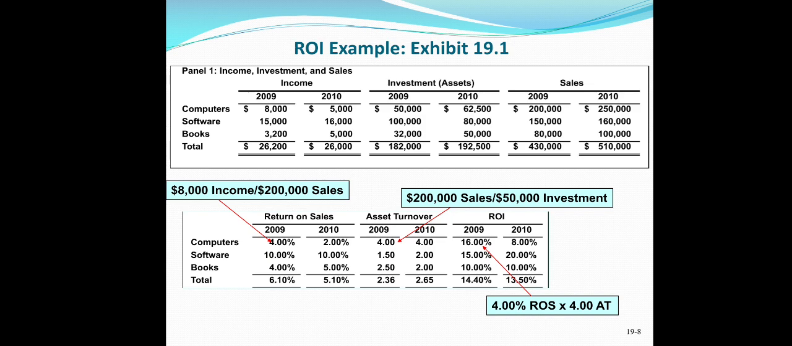Computers, software and books. Return on sales in year 2009 for computers is 4%, in year 2010 2%. Asset turnover 4% and 4% for computers. Software 10% and 10% return on sales. Asset turnover 1.5% and 2%. Books 4% and 5% for return on sales, and 2.5% and 2% for asset turnover.